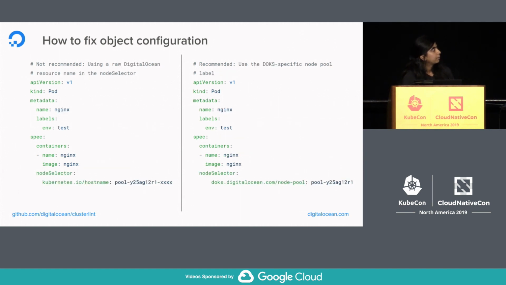But for a DOKS-specific check, while having a host name label isn't necessarily a bad thing, a workaround here would be to use the DO-provided node pool label to schedule pods on specific nodes or set of nodes, so that your pods will be scheduled after an upgrade.